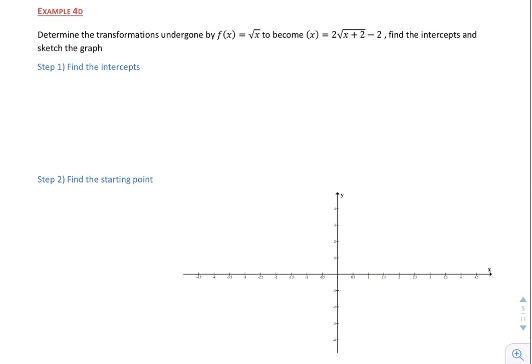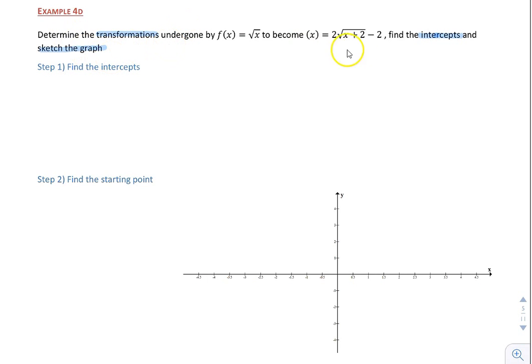Example 4D. Determine the transformations undergone by f(x) = √x to become f(x) = 2√(x + 2) − 2. You're asked to find the intercepts and then to sketch the graph. So, what are our transformations?